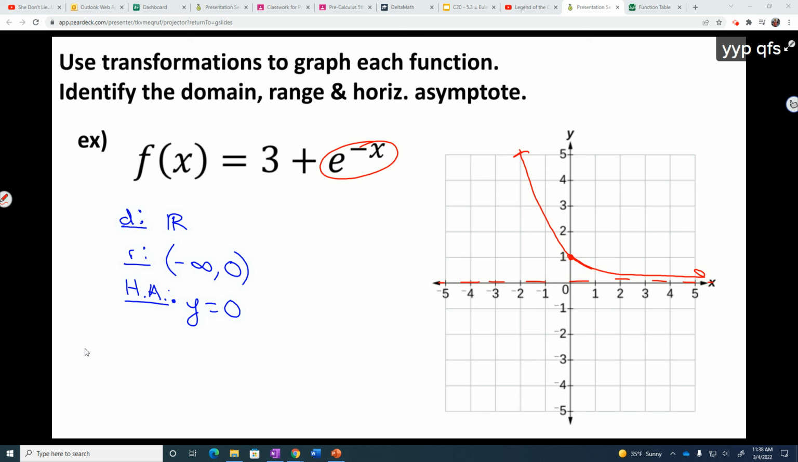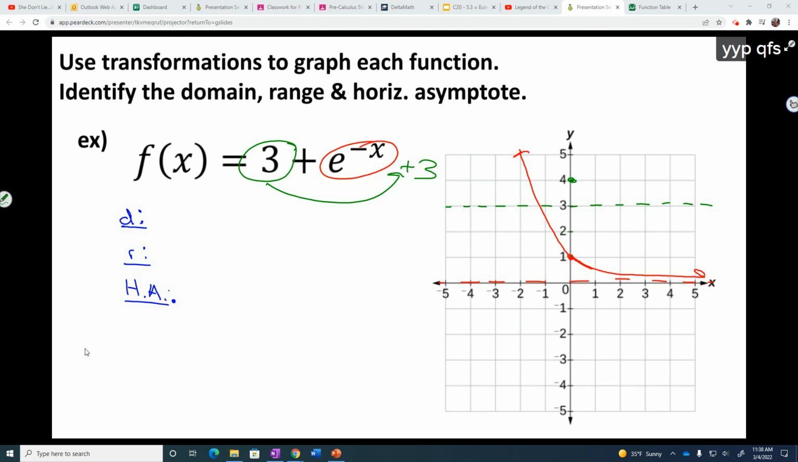Since we already took care of that, the only thing we have to do is this. And just like the warm up, remember this is the same thing as saying plus 3 over there. So that tells us to go up 3. So we shift everything, shift this one up 3. Shift the asymptote up 3. I'm going to redraw the function here.